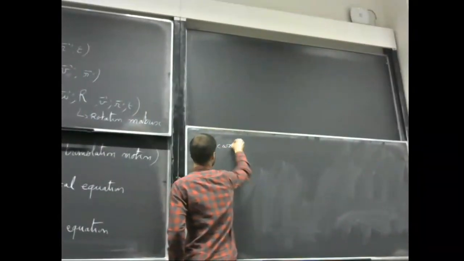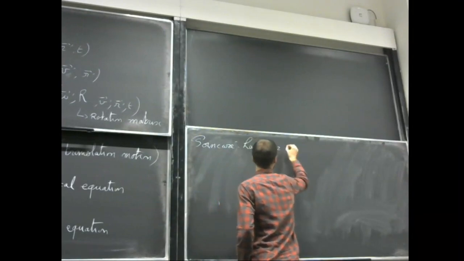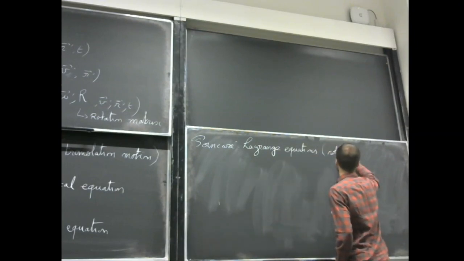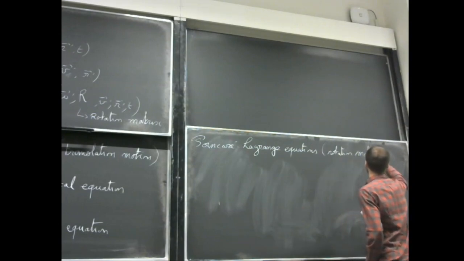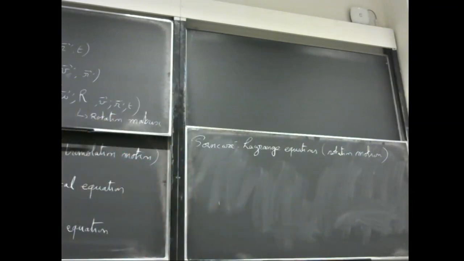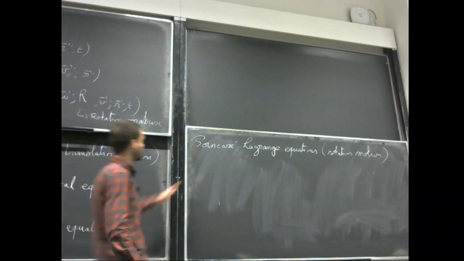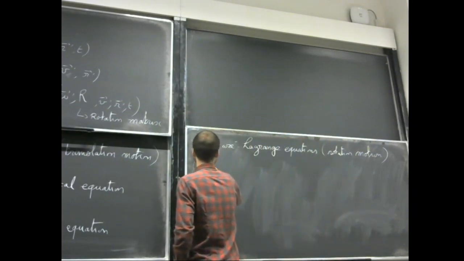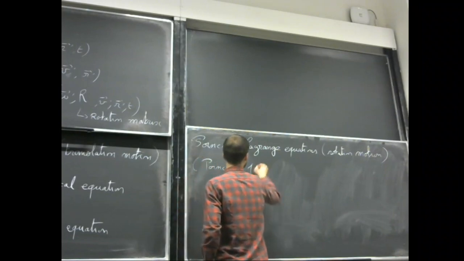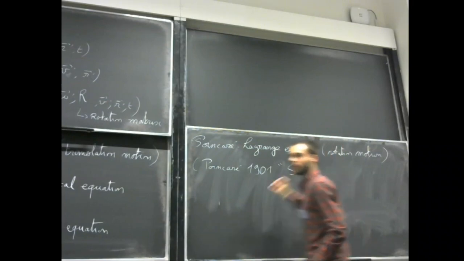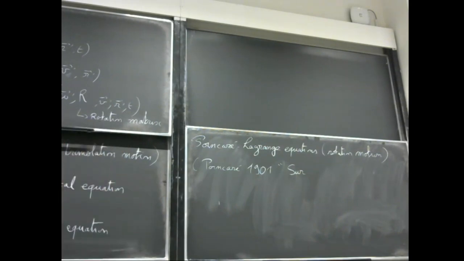And so now we'll have the Poincaré-Lagrange equations for the rotation. How we can derive these equations. And so I call that Poincaré because it comes from, it's a special case of the very short paper, Une forme nouvelle des équations dynamiques.